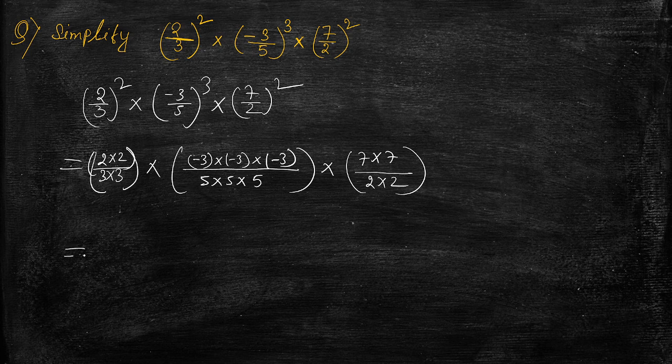Now do the multiplication. What is 2 into 2? 4. By 3 into 3, 9. Minus, minus, minus. So minus into minus is plus, plus into minus is minus. Just a shortcut: see, minus 3 is repeating 3 times, right? The power is odd, 3. If the power is odd, then the sign will be minus.